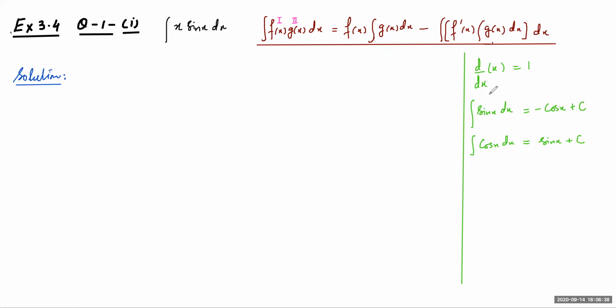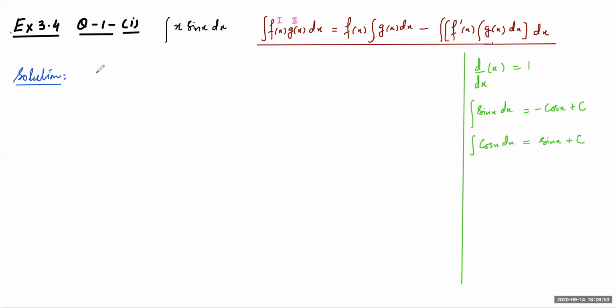The previous knowledge which we must have is d by dx of x equals 1. We also must know that the integral of sin x dx equals minus cos x plus c, and we know that the integral of cos x dx equals sin x plus c.